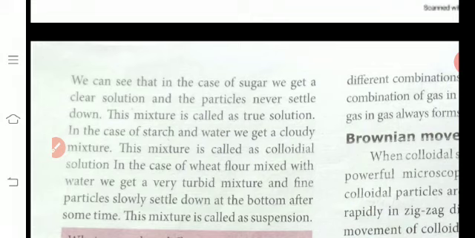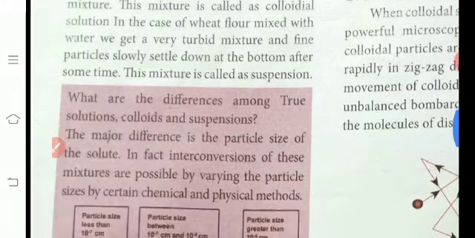Okay, so the types of solution. What are the types of solution? True solution, colloidal solution and suspension solution. Okay, what are the differences among the true solution, colloidal and suspension? The major difference is the particle size of the solute.